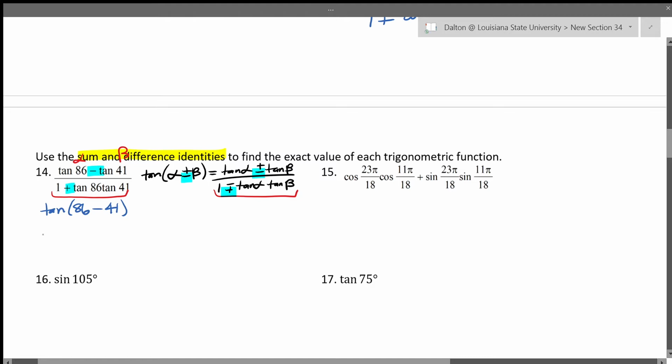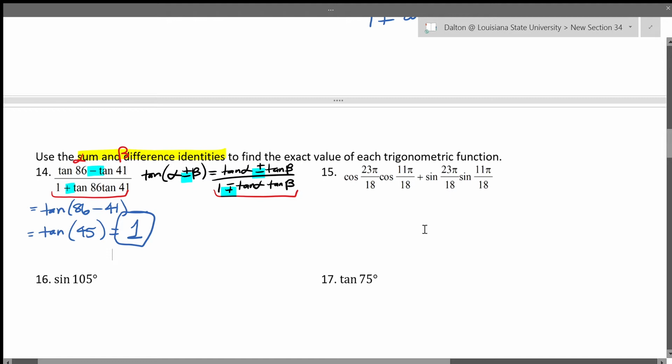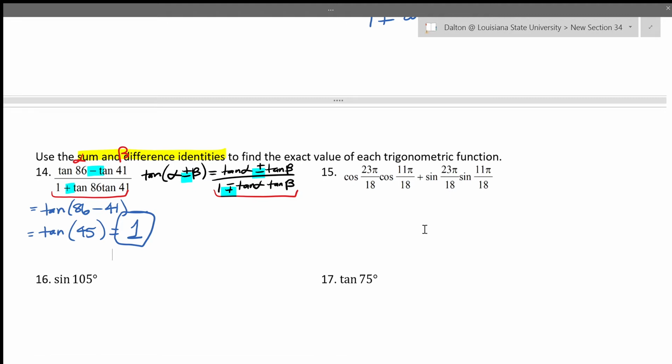So then if I continue to simplify this, the tangent of 86 minus 41 is 45. And then using our unit circle, we should know that the tangent of 45 degrees is just equal to 1. So we take our complicated right side, we simplify it, and get the value from the unit circle. Number 15 is similar. The obvious difference is that I give you radians instead of degrees. So you could change it to degrees now, or you can change it to degrees later, or not at all.